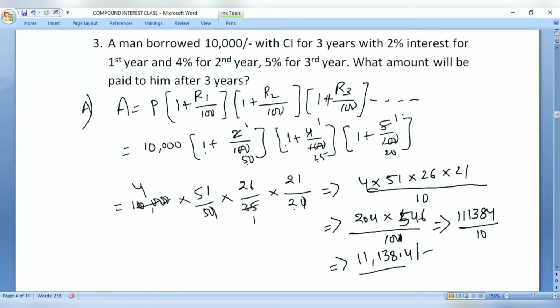So here no need to calculate the interest. They are asking us to calculate the amount that you are going to repay him. So this is 11,138.4 rupees that we are going to pay to that particular person who lent us 10,000 rupees with different rates of interest. Okay. Now let us move on to the next question.